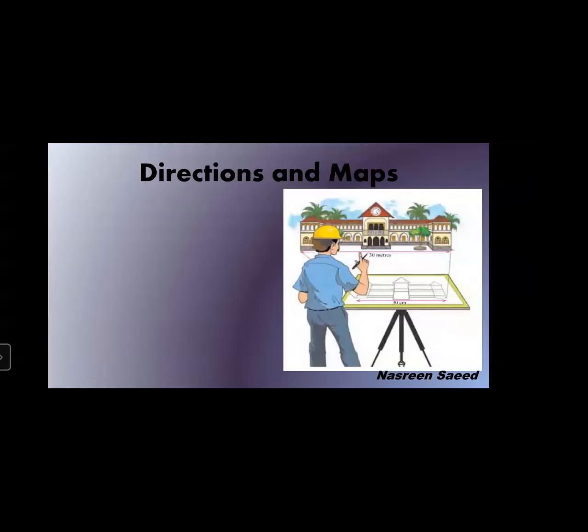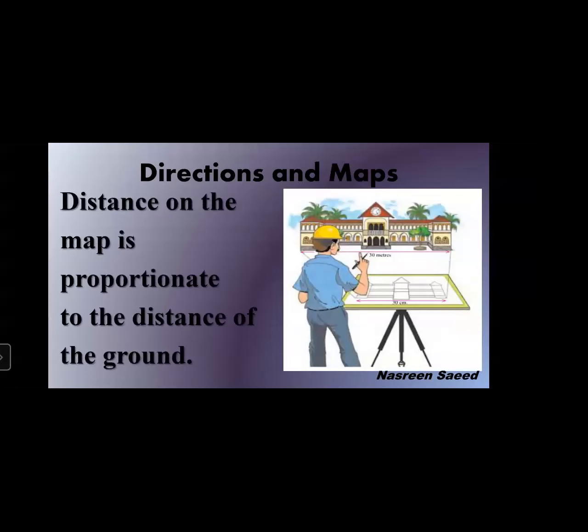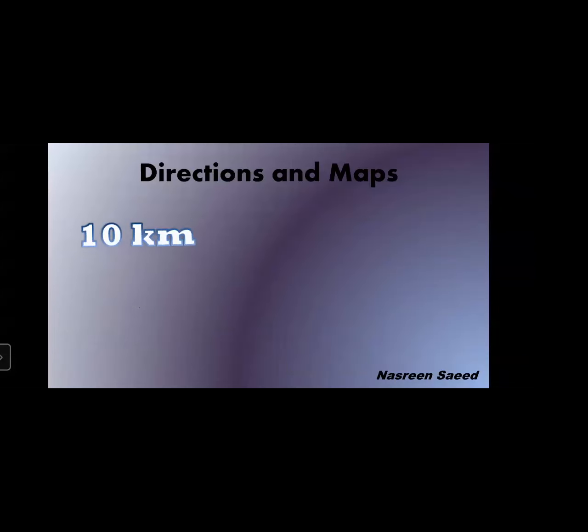While drawing the map, the distance between two places on the ground has to be shown in such a way that it fits the paper. The distance on the map is proportionate to the distance on the ground. Proportionate means in due proportion. I'll give you an example so that we are able to understand it.